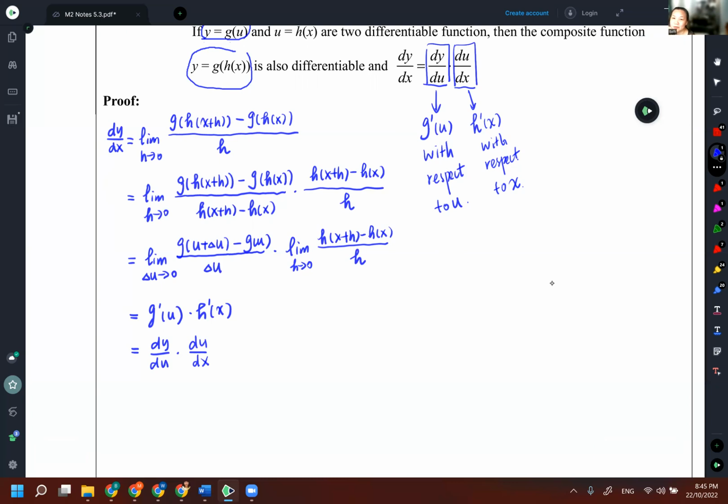This proof is very simplified. It's like, oh, so easy. How do you know to do this? It's like I know the result, and I try to show you why it works. But the rule itself is quite fascinating.